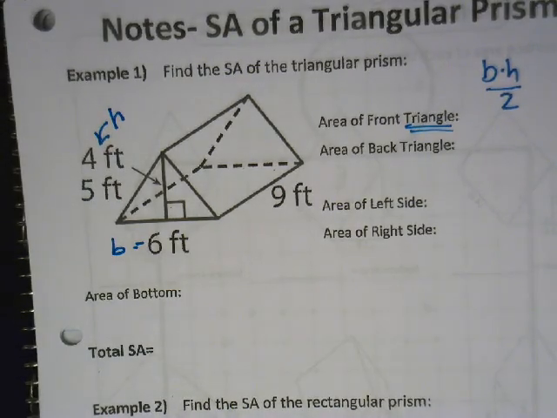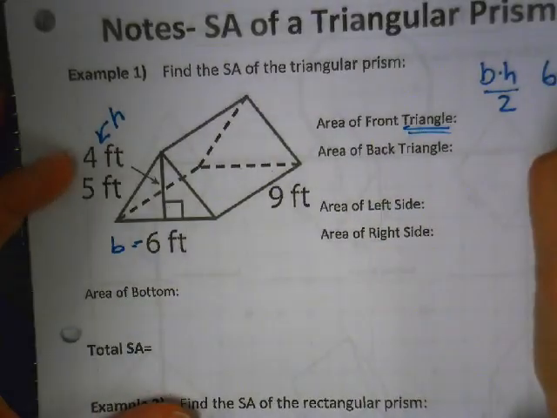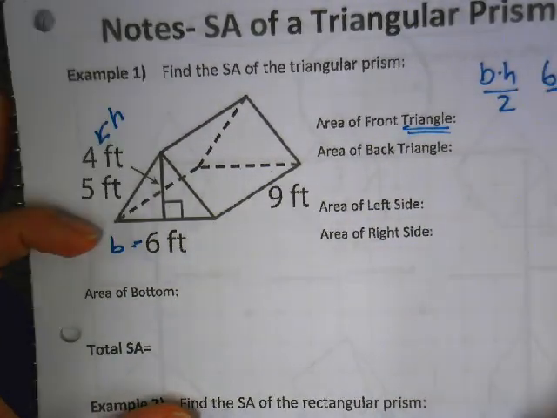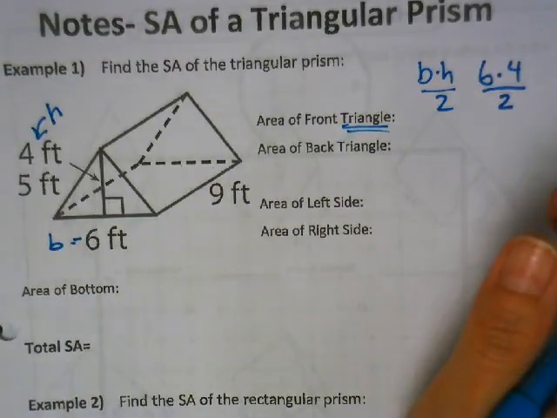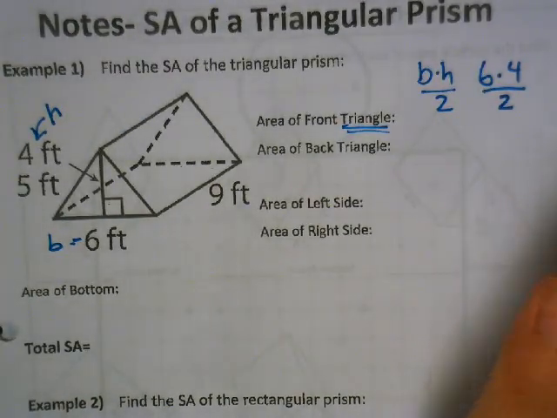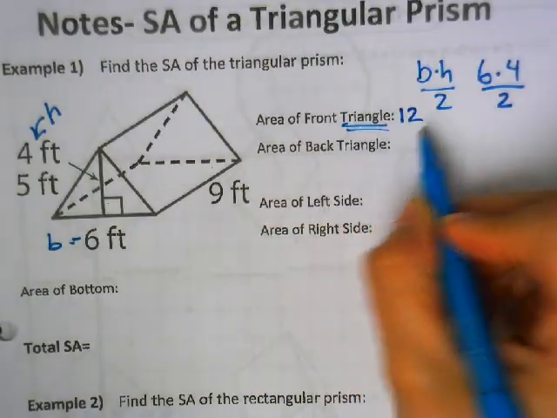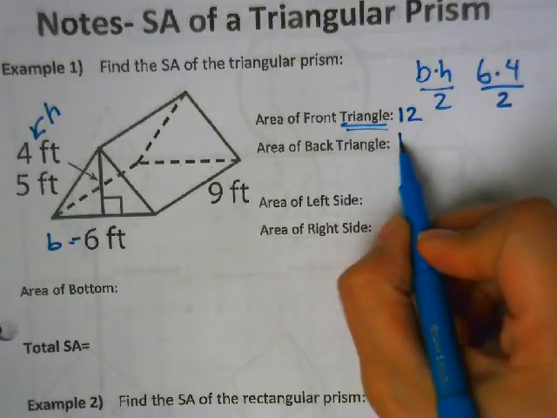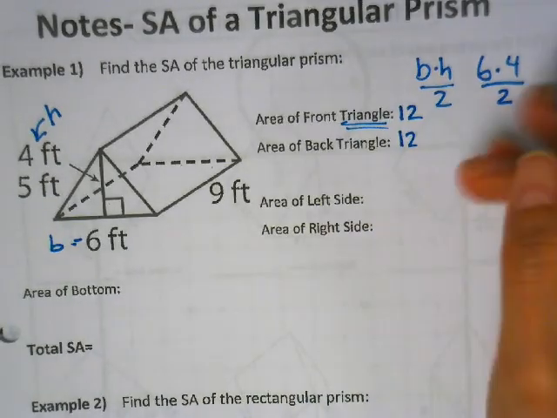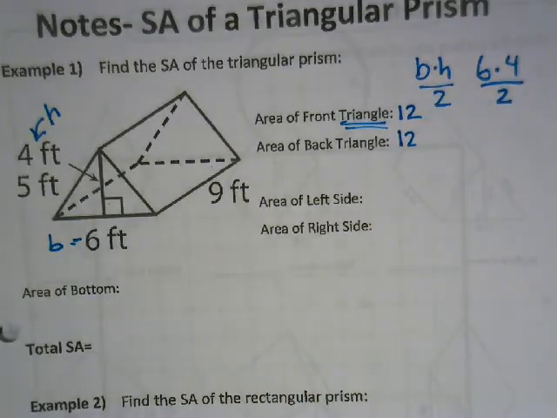What's my base? 6 times, what's my height? 4 divided by 2. Very familiar numbers. What's 6 times 4 divided by 2? So, if this triangle is 12, then the back triangle is also 12. 12 and 12. Now, this is the hard part.